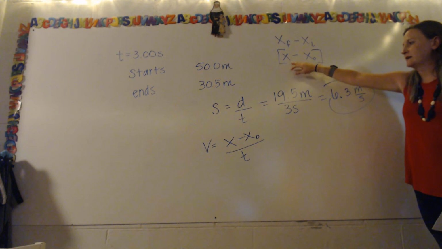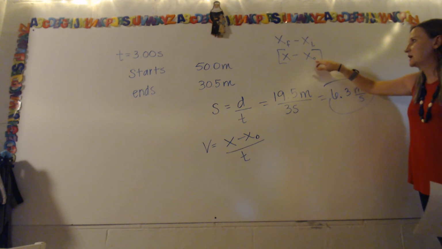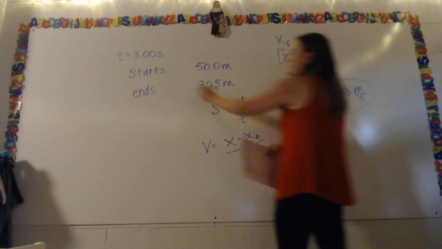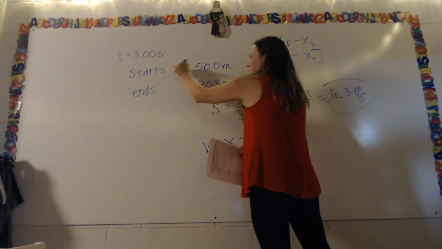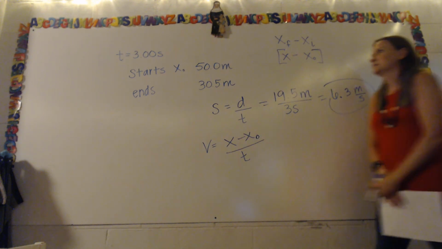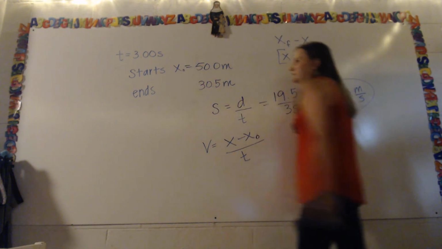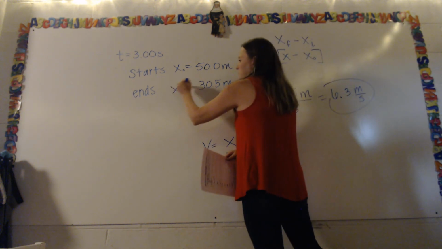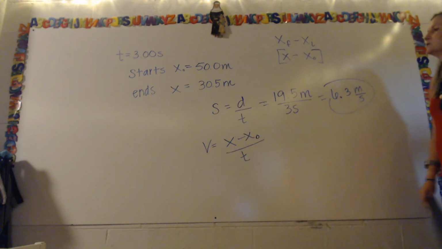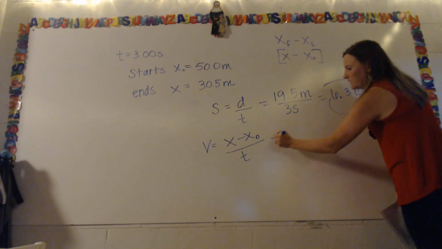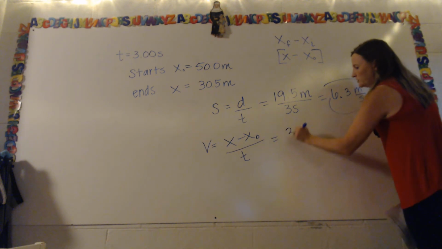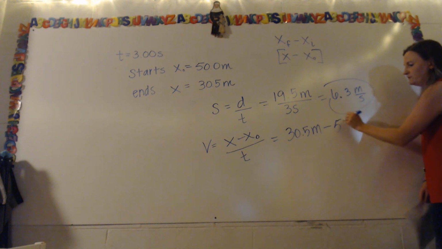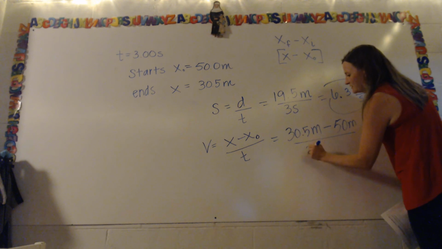So when I'm talking about x, this is your final position. X naught is this little sub-zero, is your initial position. So over here we say she starts at 50 meters. That's her initial position. So x naught is equal to 50 meters. And she ends at 30.5 meters. So that is her final position. Okay? So when I go to find her velocity, I put those numbers in. I take final position, 30.5 meters, minus my initial position, 50 meters, and I divide it by the time.